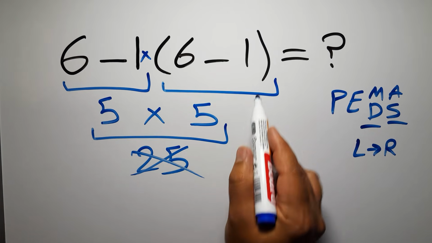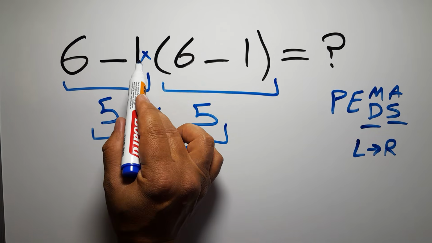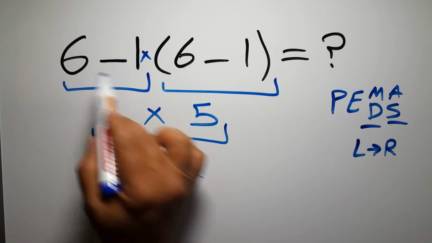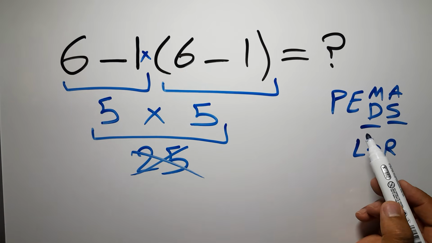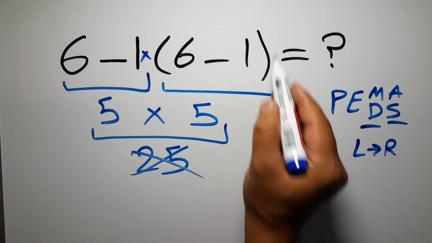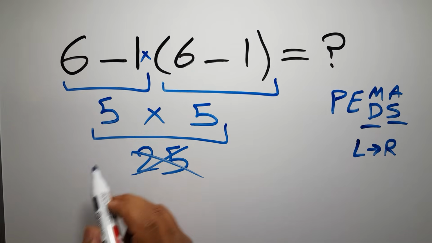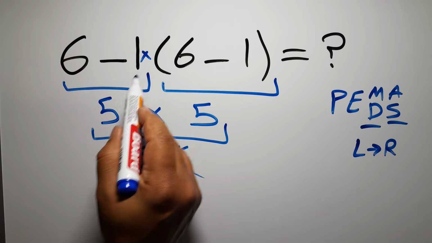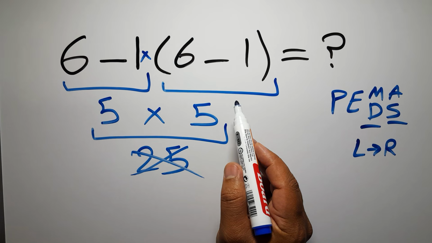So first we have to do this parentheses. And after this parentheses, we have one multiplication and one subtraction. In PEMDAS, multiplication comes before subtraction. So first this parentheses, then this multiplication, and finally this subtraction. If you do this subtraction before this multiplication or this parentheses, it is wrong.